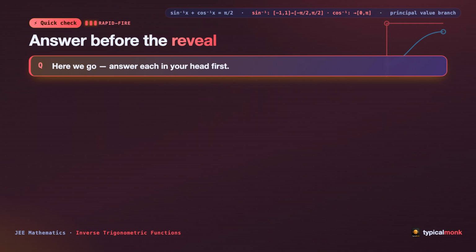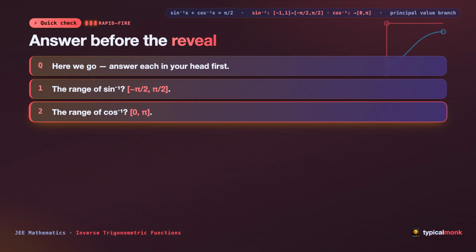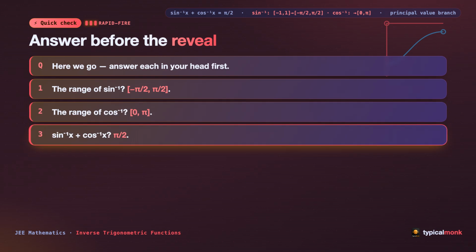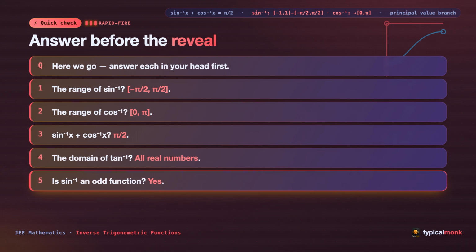Now test yourself. Answer in your head before the reveal. That is how speed is built. Here we go. Question 1. The range of sine inverse. Minus pi by 2 to pi by 2. Question 2. The range of cosine inverse. 0 to pi. Question 3. Sine inverse x plus cosine inverse x. Pi by 2. Question 4. The domain of tangent inverse. All real numbers. And question 5. Is sine inverse an odd function?